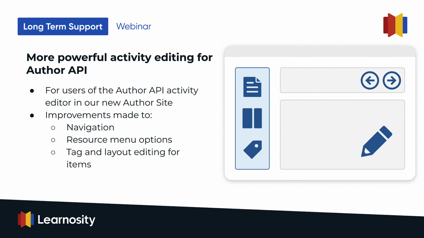For those authors creating activities inside our new author site, your experience just got more powerful. This upgrade includes improved navigation between activities. You can include resource menu options, as well as have the ability to tag and change the layout for individual items within the activity. Let's take a look.